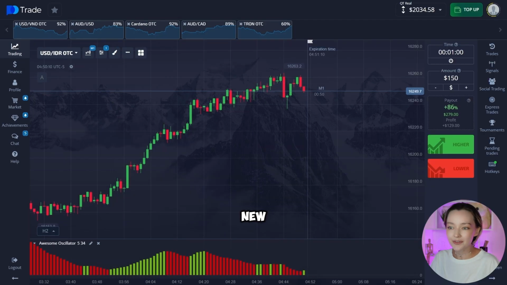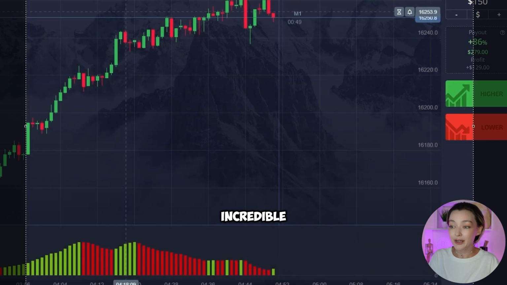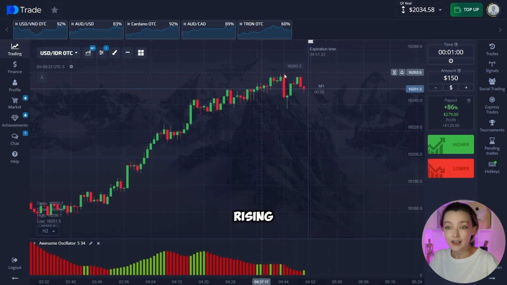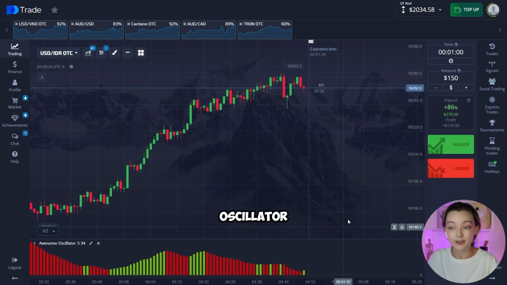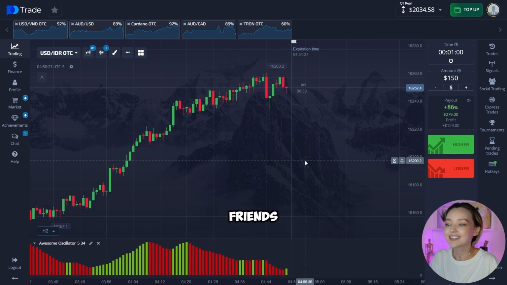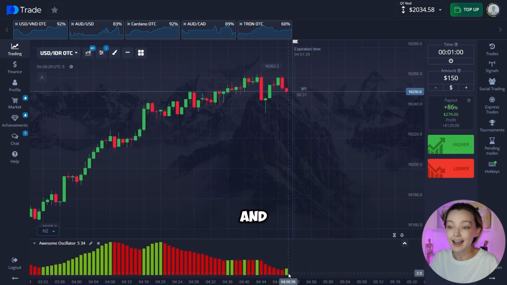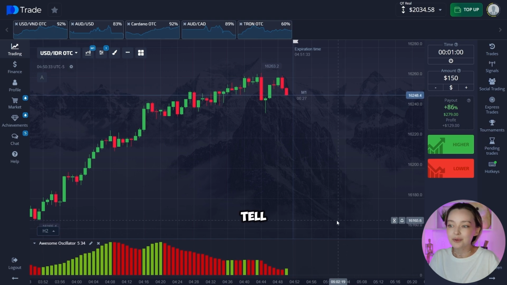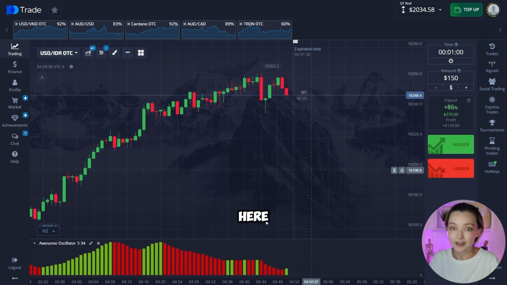We're witnessing a new vertex forming, which would be another incredible signal for us. Look, the first peak and the second one is heading towards zero. But in the chart, however, we can see some growth going on. The chart is rising, whereas the oscillator is falling. That's a great signal, my dear friends. Let's wait for a couple more sticks and place a trade downwards, because you can already tell we are dealing with a divergence here.